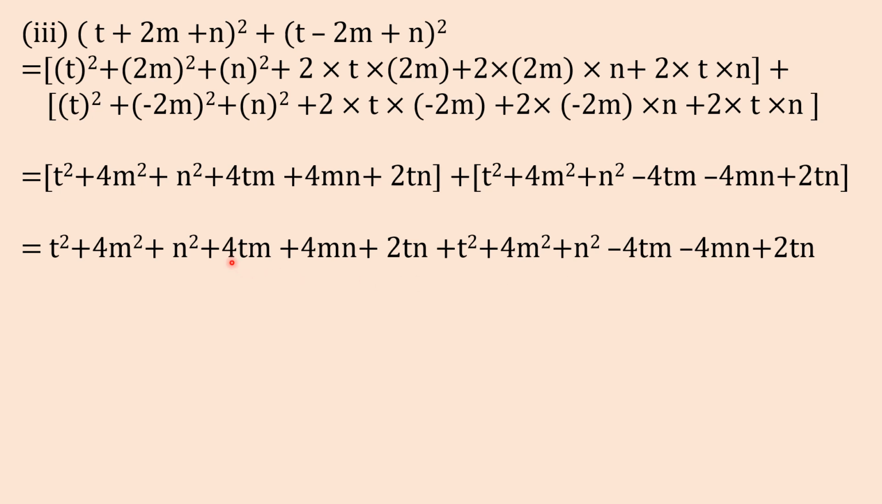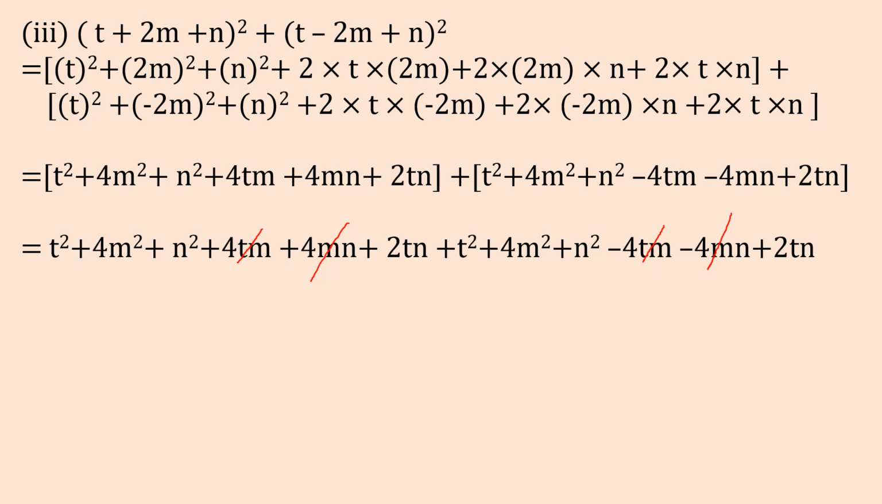Now can you see this 4tm and here minus 4tm, so this term will get cancelled. Both are with opposite sign. Now here 4mn and here also minus 4mn, both are with opposite sign, so this term will also cancel. Now plus 2tn and here also plus 2tn, it will not cancel.